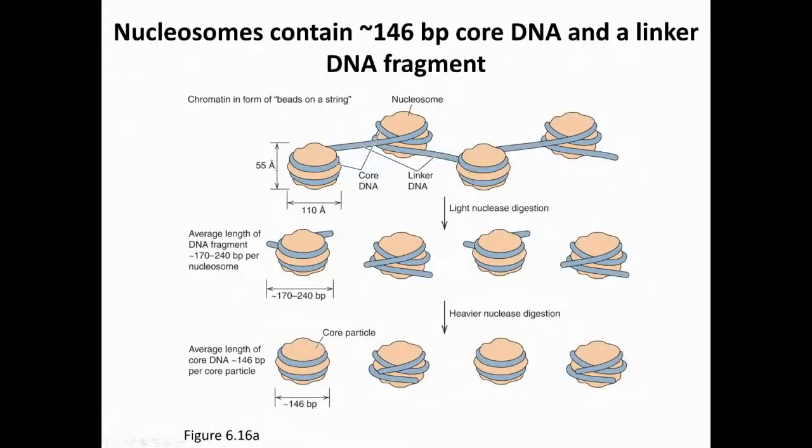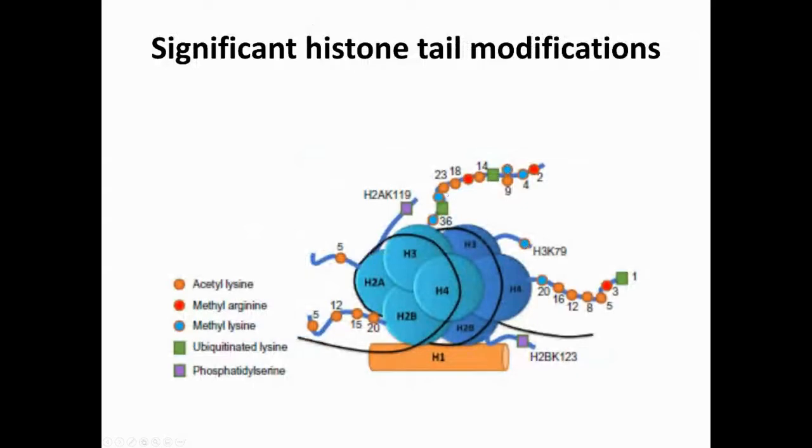And here is just to show you the nucleosome is about 147 base pair long. That's core DNA. The DNA that wraps the core particle, we call core DNA. And in between the nucleosomes, the DNA is called linker DNA. And this is just to show the histone tail modification, but I will save this until chapter 3 to discuss histone modification.